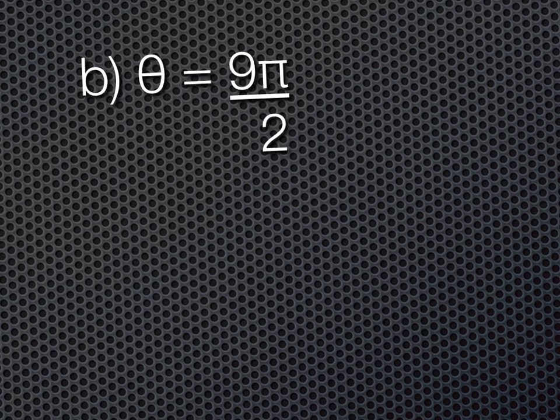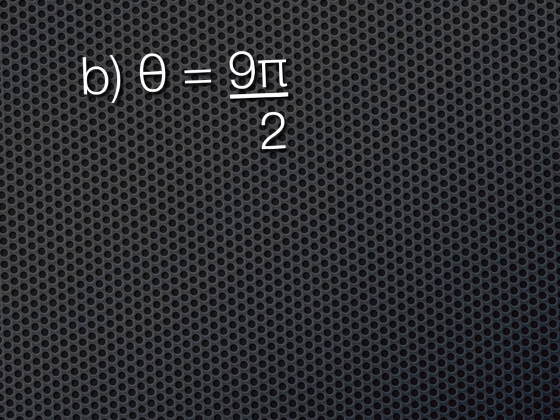All right, 9 pi over 2. So this time I've got something that's bigger than the 2 pi. Convert that to mixed number. What's 9 pi over 2 in mixed number format? Oh, 4 and 1/2 pi, right?